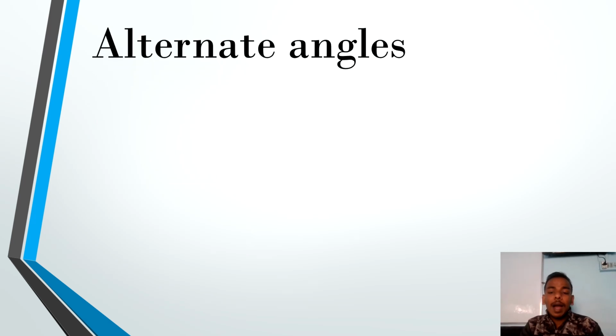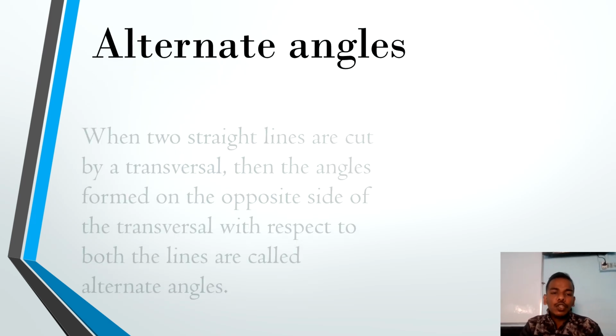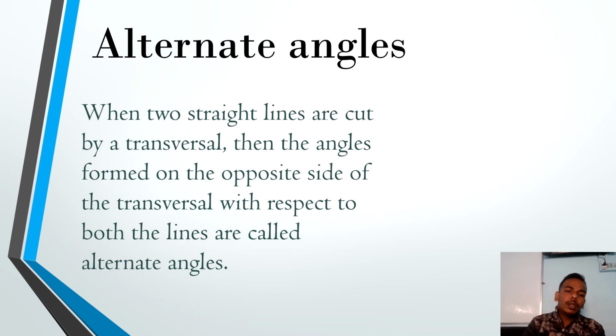Okay. So we will see now what we mean by alternate angles. What is the definition of alternate angle? When two straight lines are cut by a transversal, then the angles formed on the opposite sides of the transversal with respect to both the lines are called alternate angles. So what do we exactly mean by alternate angle? Likewise, like corresponding angles, here also four pairs of alternate angles will be there.